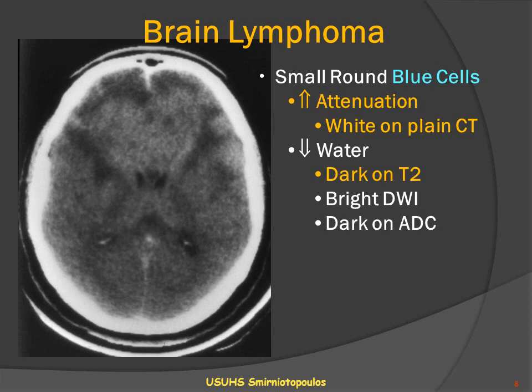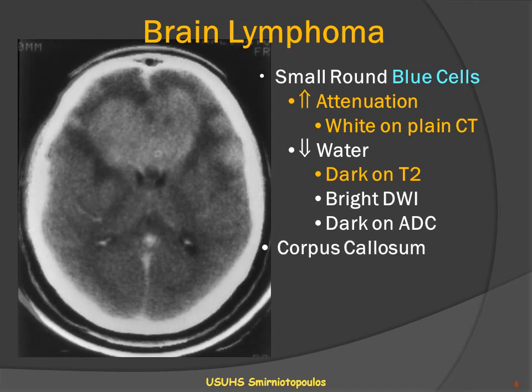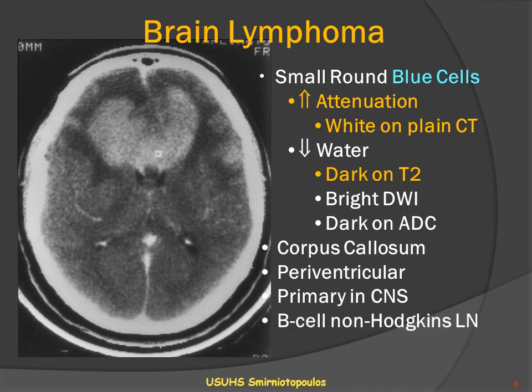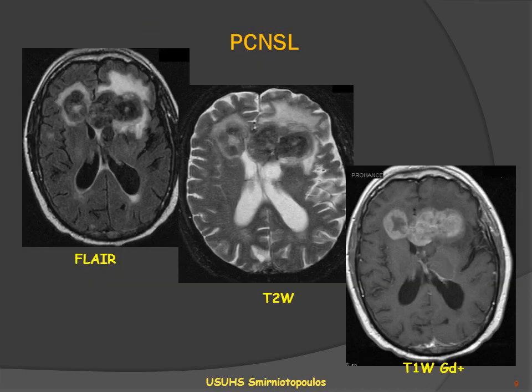They can have restricted diffusion and be bright on DWI and dark on the apparent diffusion coefficient or ADC map images. The lesions lack a blood-brain barrier, so they always show abnormal enhancement in the corpus callosum. And again, the classic localization is in the periventricular area, and lymphoma is usually primary within the central nervous system. It's almost always a B-cell lymphoma. In fact, solid non-hematopoietic lymphomas are almost always B-cell lymphomas, and circulating or hematopoietic lymphomas are usually T-cell lymphomas.